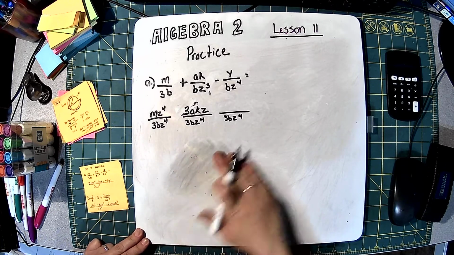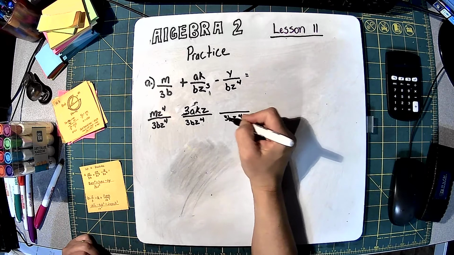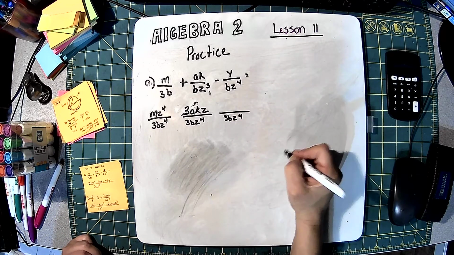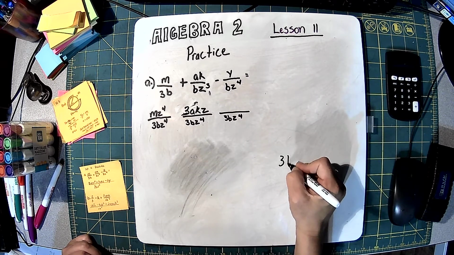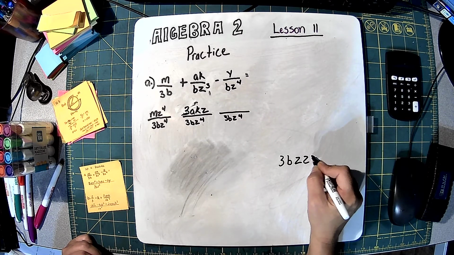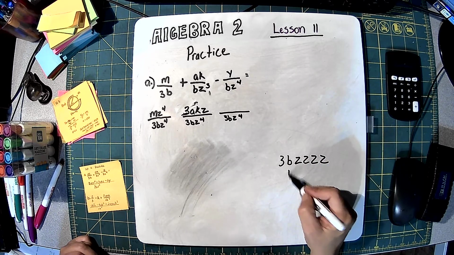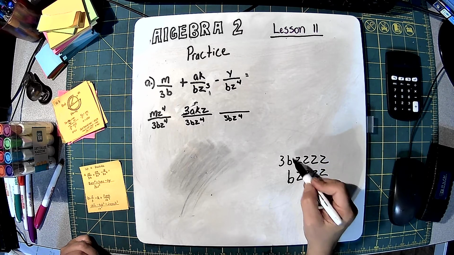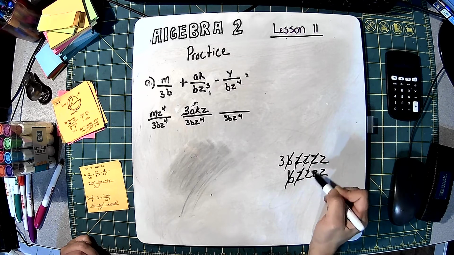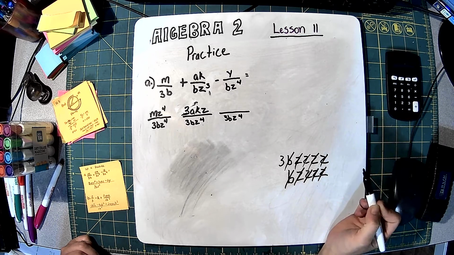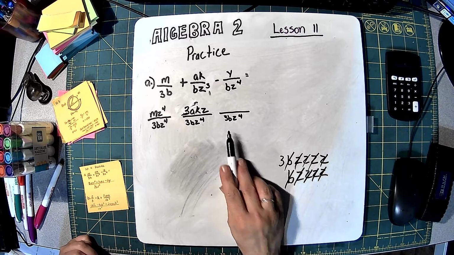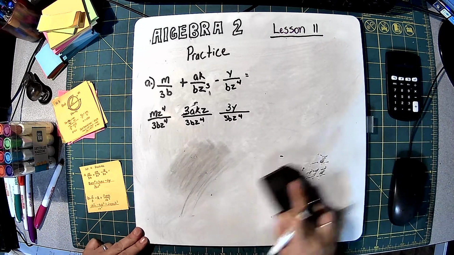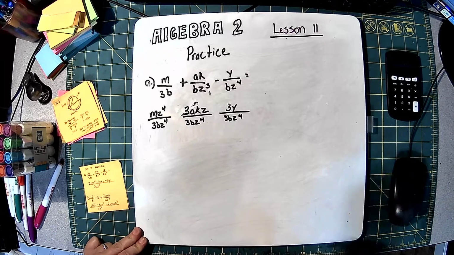Okay, next one. We've got 3BZ to the 4th, and here we have BZ to the 4th. So really what that means is 3 times B times 4 Z's. And what do we already have? We already have a B and 4 Z's. So some of these we can get rid of because we've already got it. That means we only have to multiply times the 3. Now we're just going to add these together, and none of them are like terms.